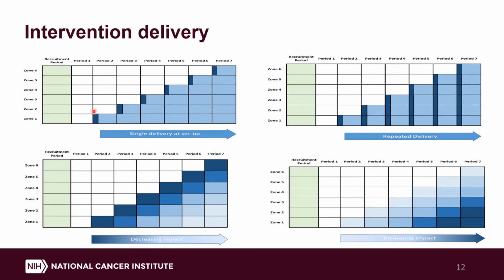And then if, for example, we have a single delivery of the intervention at setup, then we might expect a decreasing impact of the intervention. So immediately after it has been put in place in that cluster, we might expect quite a large effect, but then it might be the case that because nothing else happens to the intervention, it's not reinforced, there may be a decreasing effect or impact of that intervention. But if there's repeated delivery of the intervention, then likewise we might expect an increasing impact of the intervention. So as the intervention becomes reinforced repeatedly over time, then the effect of that will begin to steadily increase.